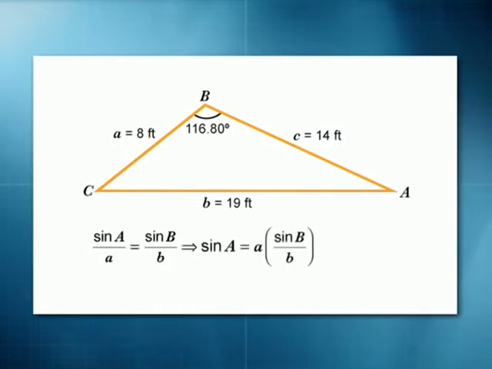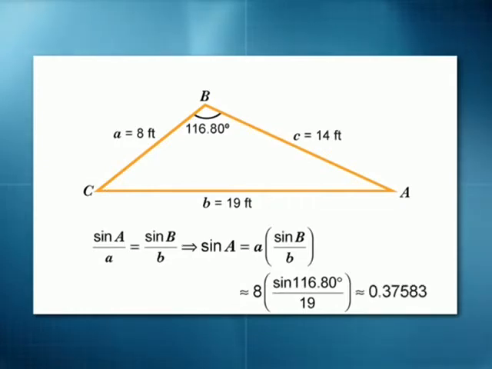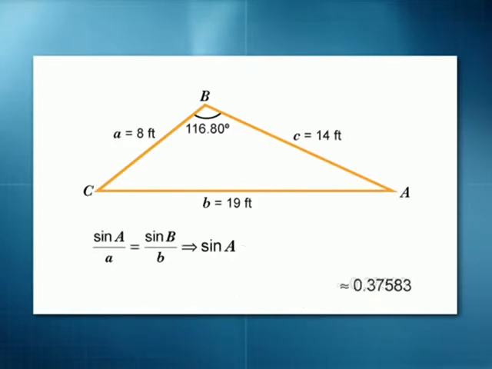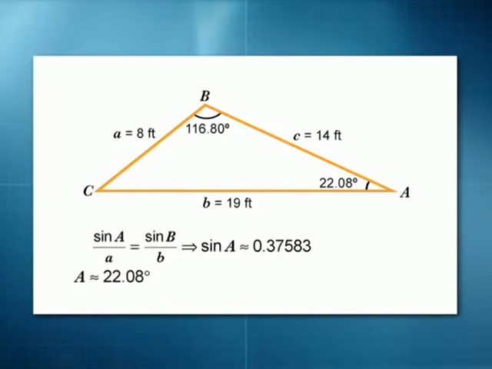That means that sine A equals A times sine B divided by B. Plug in the numbers, 8 times sine of 116.80 degrees divided by 19. Remember, side A was 8 and side B was 19, and we get approximately 0.37583. And then do the inverse sine function. A comes out to be approximately 22.08 degrees.